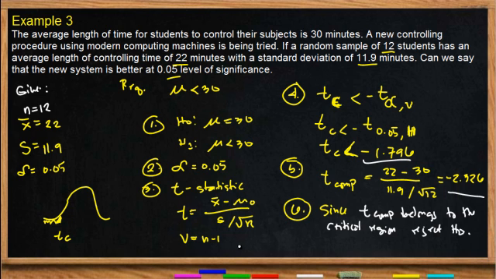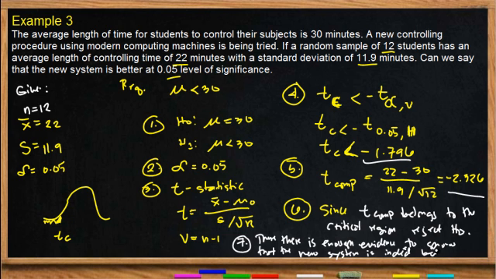So therefore, step 7 is the conclusion. Therefore, there is enough evidence to show that the new system is indeed better at 0.05 level of significance. So that is the conclusion: there's enough evidence to show that the new system is indeed better.